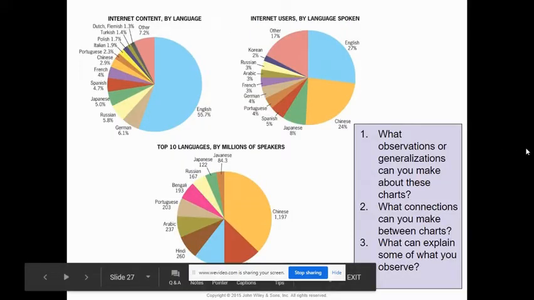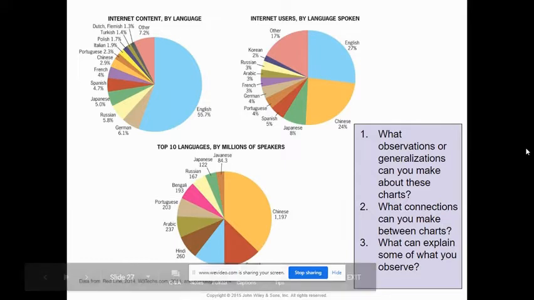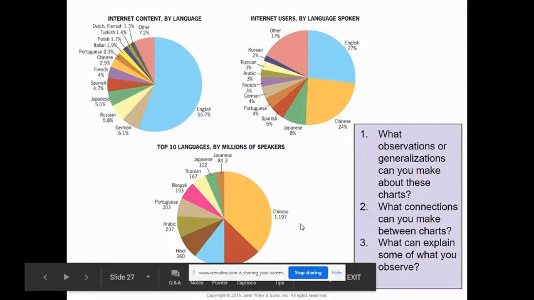This chart, if we were actually in class, we would maybe do a discussion with, but the bottom one just shows the top 10 languages worldwide by millions of speakers. And so you can see the distribution here. These are all people's first languages, and some of you guys speak multiple languages. But you can see that worldwide, the majority of people speak Chinese as their first language. Spanish is number two, and English is number three.